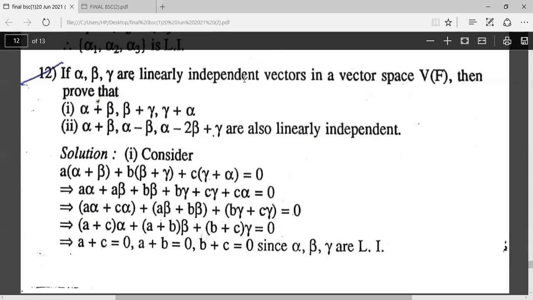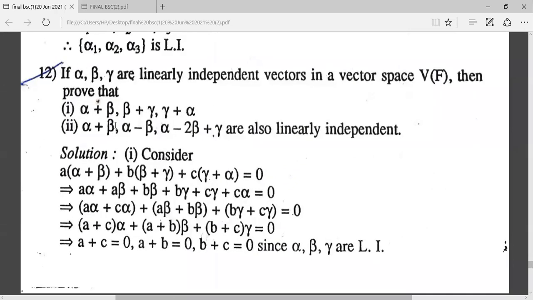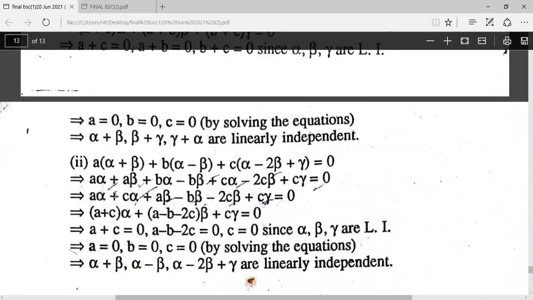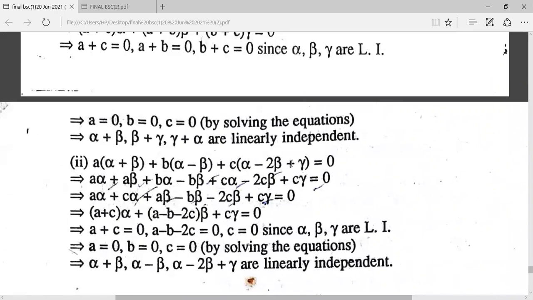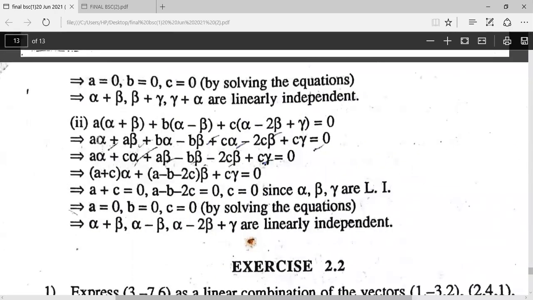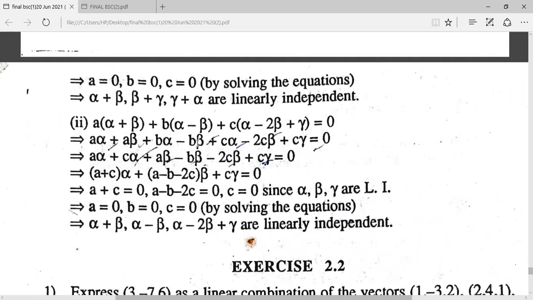If alpha, beta, gamma are linearly independent, prove that alpha plus beta, alpha minus beta and alpha minus 2 beta plus gamma are also linearly independent. Again, take the linear combination a into alpha plus beta plus b into alpha minus beta plus c into alpha minus 2 beta plus gamma. These are the given vectors, equated to 0. Now multiply this: a alpha plus a beta, b alpha minus b beta plus c alpha minus 2c beta plus c gamma equals 0. Just multiplying the vectors.